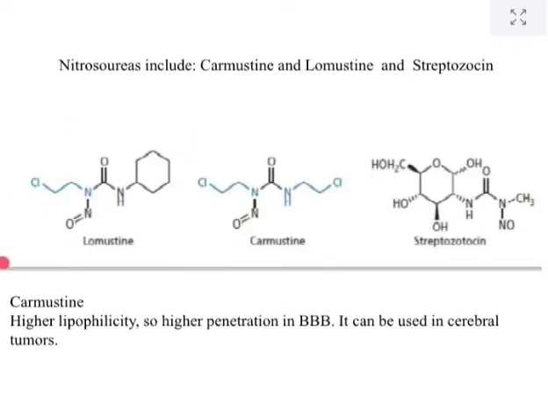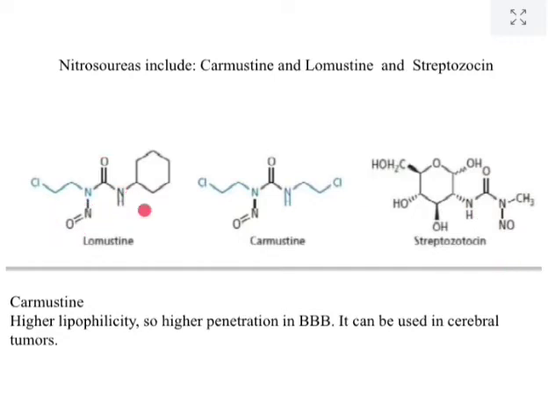Again, when you look at these drugs, you have what we are calling the nitroso. That's why we call them nitroso. And if you look at them also, this is a group we are calling the urea. All of them must have that group, nitrosourea. So all of them will have that common group, which is nitrosourea.